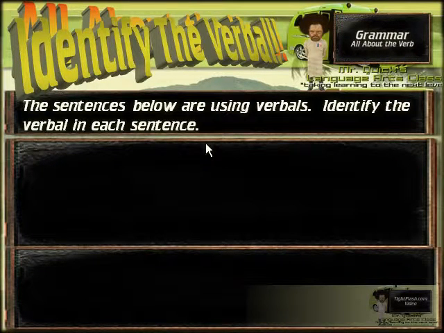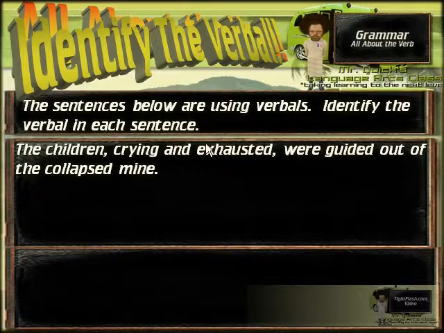Okay, so let's look at some sentences and see if we can identify the verbal in the sentence and understand how the verbals are actually being used in the sentence. The children, crying and exhausted, were guided out of the collapsed mine.